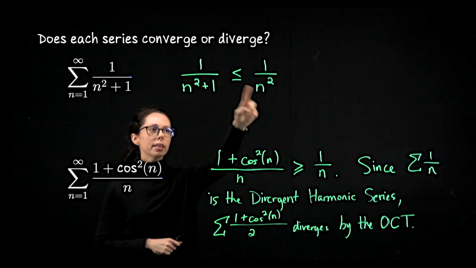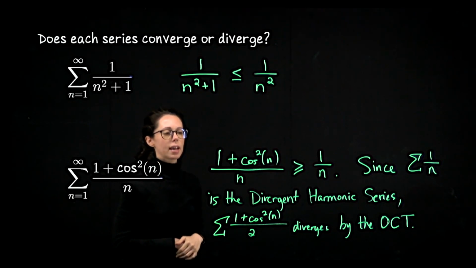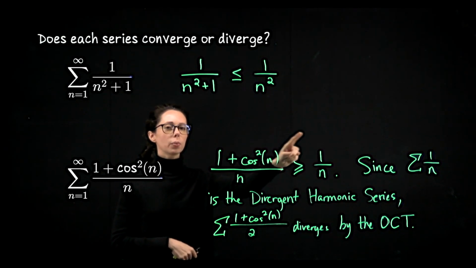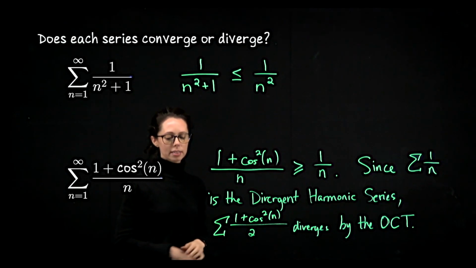Here, we were smaller than something that we knew to converge. So this was a valid setup for the ordinary comparison test. Here, we are larger than something we know to diverge. So again, this is a valid comparison to make for the ordinary comparison test.